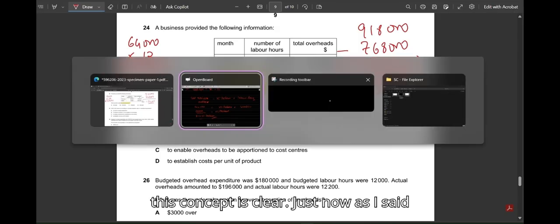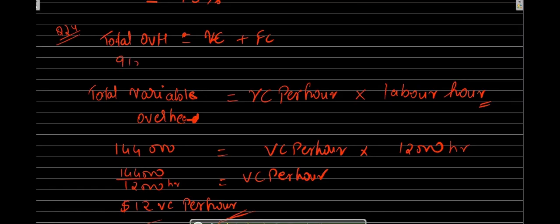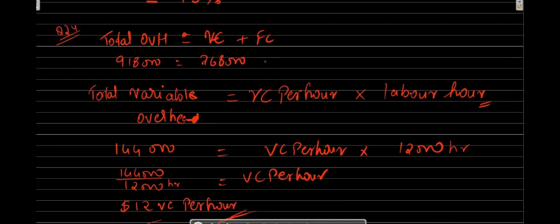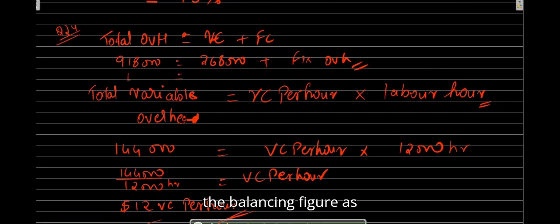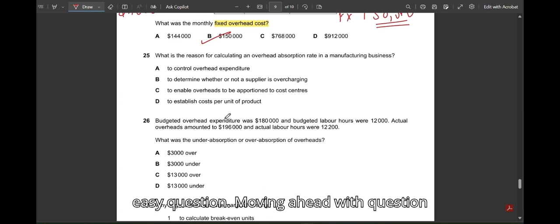I hope this concept is clear. Just now, as I said, if my total overhead is 9 lakh 18,000, variable overhead is coming to 7 lakh 68,000, what is my fixed overhead? I did a mathematical calculation, took it to the other side of the equal to, and got the balancing figure as 1 lakh 50,000. So this would be my fixed overhead. I hope this is clear. So they are asking you for fixed, 1 lakh 50 would be the right answer. If they would have asked for variable, then C would be the right answer. This is how they change the question. Okay, so easy question. Moving ahead with question number 25.